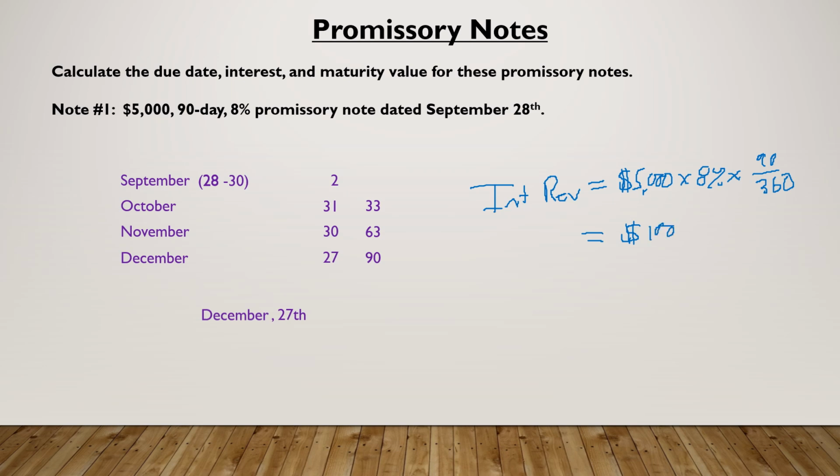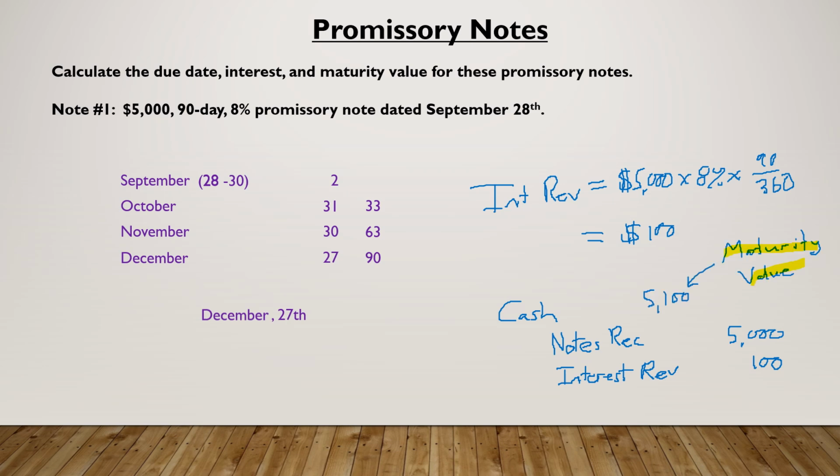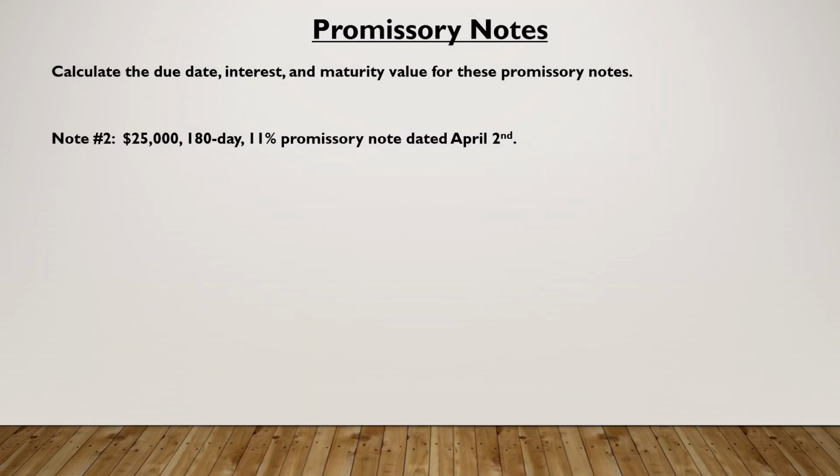The maturity value is the total cash collected. In this case, the $5,000 principal amount plus the $100 interest revenue earned, or $5,100. Pause the video and see if you can determine those three items for note number 2.